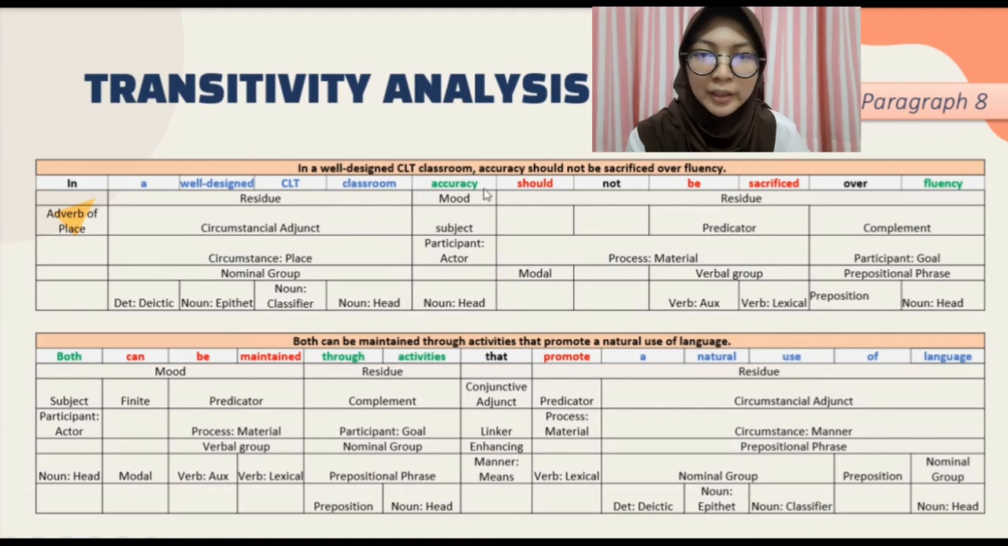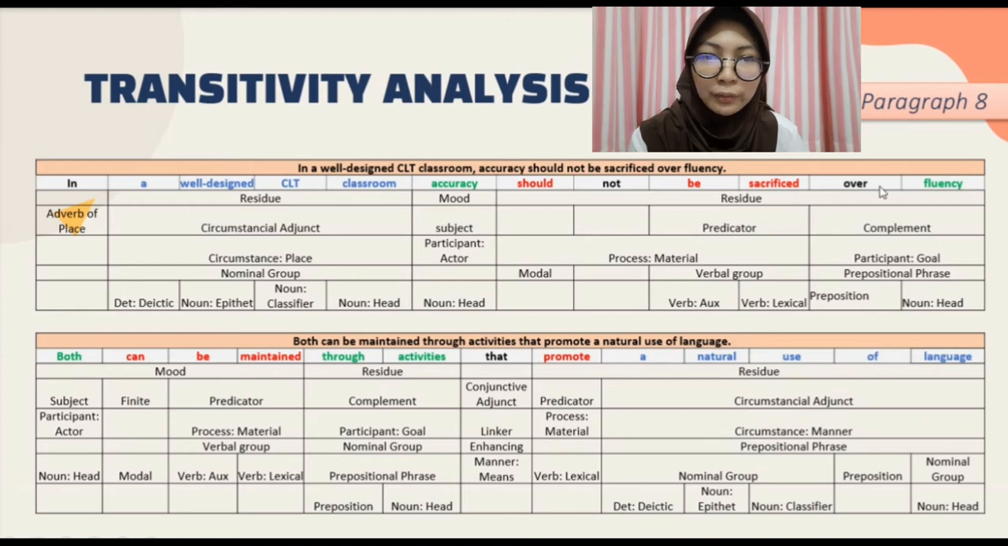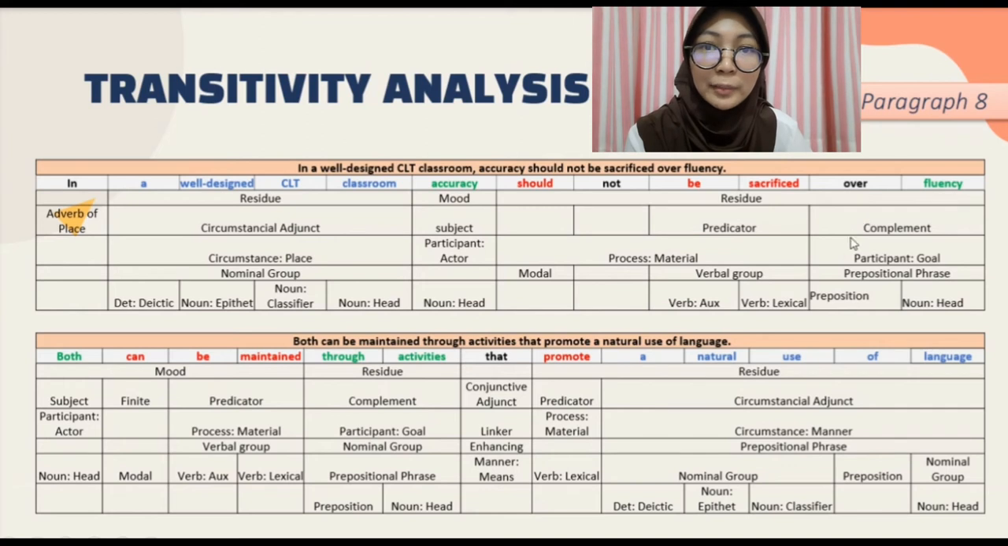Next, accuracy. Accuracy here is the mood and also the subject. It is the participant actor, and it is also the noun head. Should not be sacrificed over fluency is the residue. Should not be sacrificed is the process, material, and be sacrificed is the predicator. Should is the modal, and be sacrificed is the verbal group, with be as the verb auxiliary and sacrifice as the verb lexical. Over fluency here is the complement and also the participant goal. It is also the prepositional phrase, where over is the preposition and fluency is the noun head.